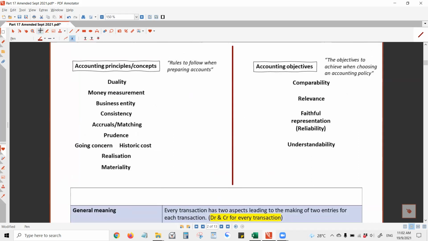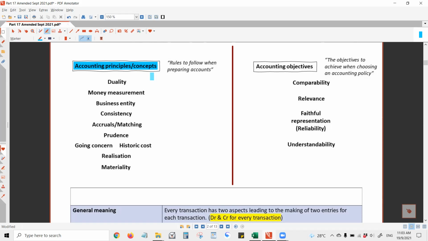On the left list, you have the list of items. These items are known as accounting principles. They are also known as accounting concepts. This entire part 17, no numbers are involved at all. All are theory. And many students, in fact, don't like the accounting principles. But you still have to learn.